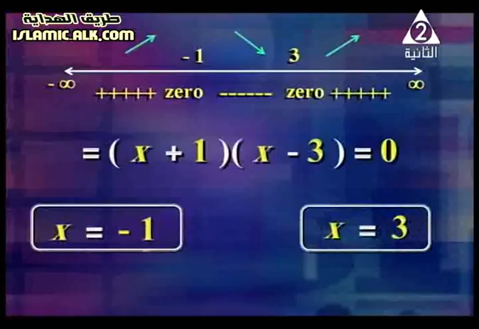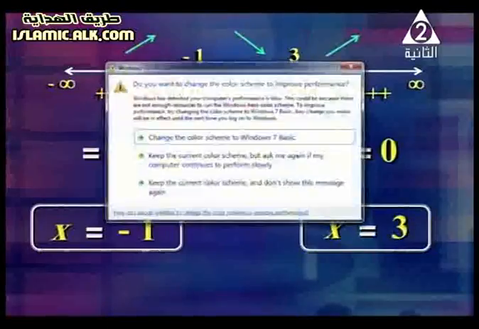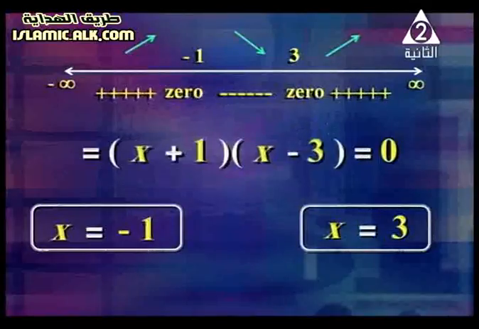Dear student, look at the number line from negative infinity to infinity. The first interval from negative infinity to negative 1. Second interval from negative 1 to 3. Third interval from 3 to infinity. Remember, dear student, f dash x equals 0 when x equals negative 1 and when x equals 3.